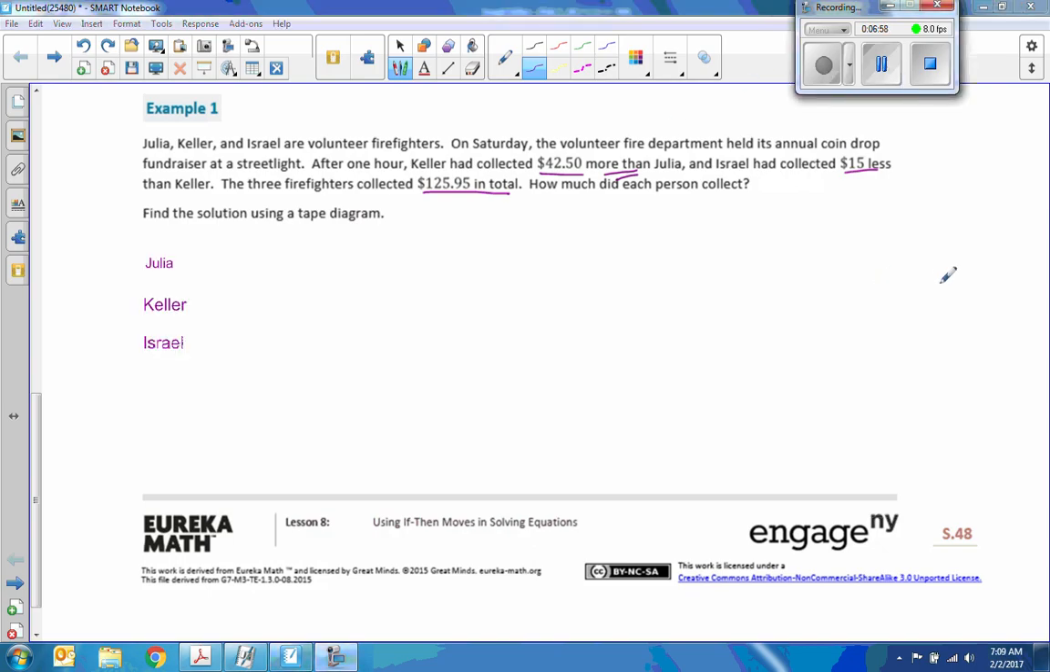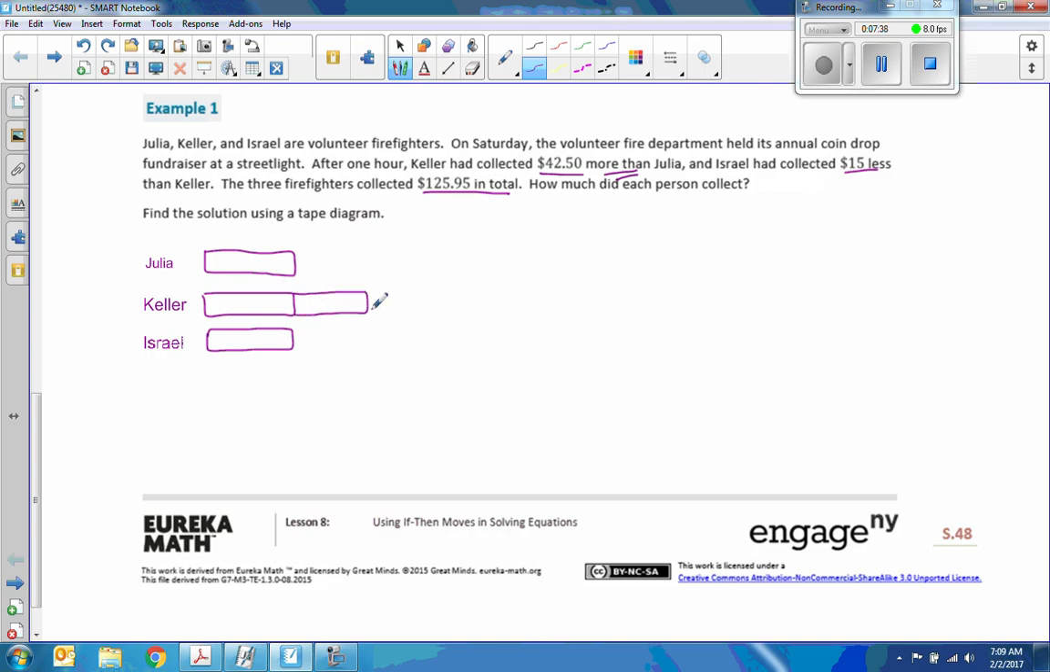Okay, so who are we comparing everything to? Keller had collected 42.50 more than Julia, and Israel had collected 15 less than Keller. So the first thing I want to do is a tape diagram. Each one had a similar amount, and then we're going to have a more than or less than in each one. So there is the tape for Julia. That's what Julia collected. That's what Keller collected. That's what Israel collected. But it says here, Keller collected 42.50 more than Julia. So here's Julia's.